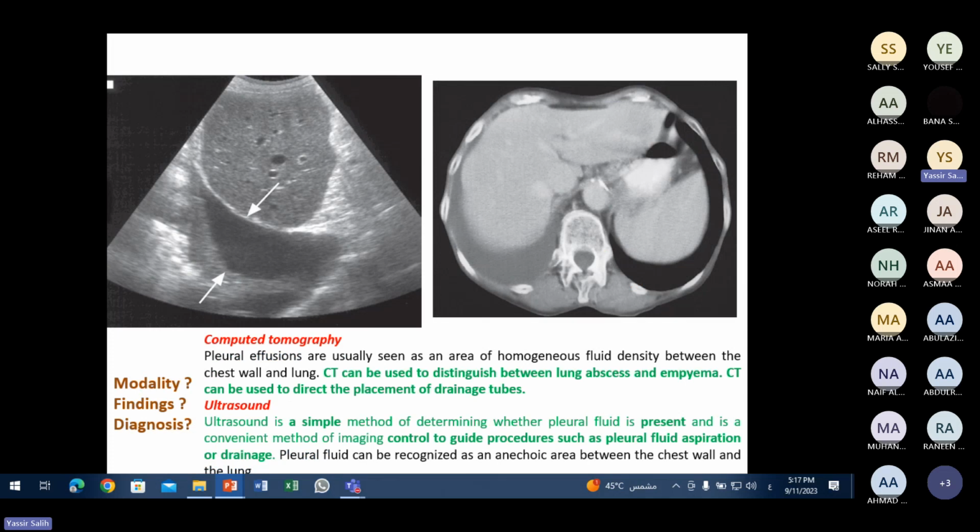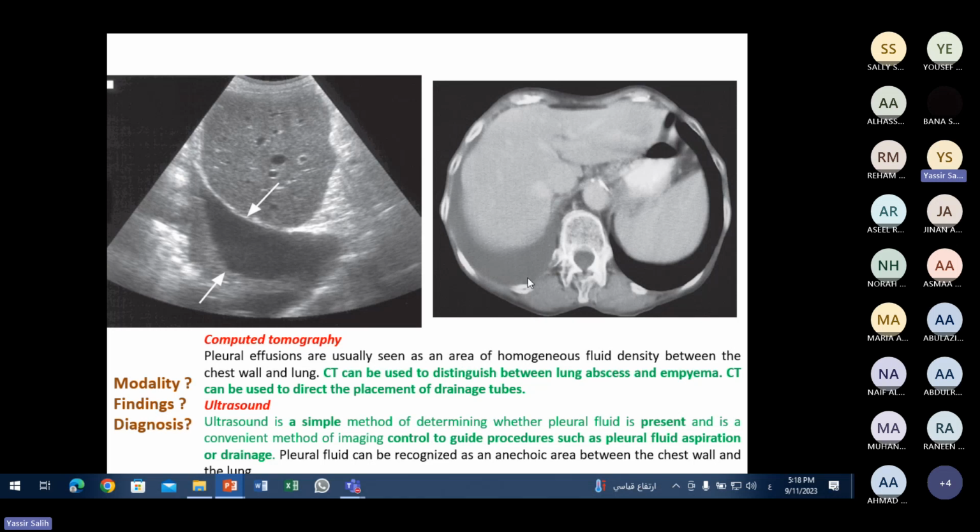This pleural effusion can also be diagnosed simply by ultrasound and by CT. Ultrasound can be used, or CT. Pleural effusion is of course fluid density, seen between the lung and the chest wall. This fluid is accumulated in the pleural cavity as a fluid density. CT can be used for detection of this pleural effusion.